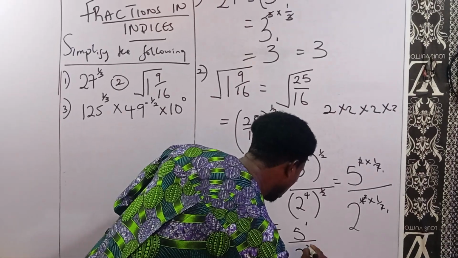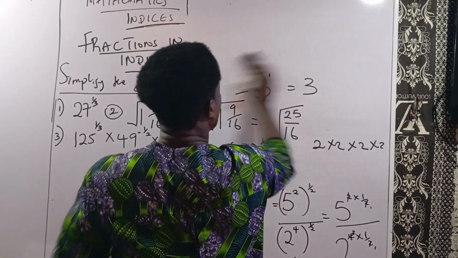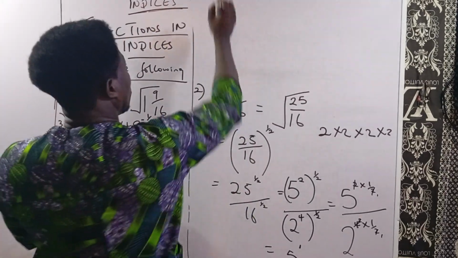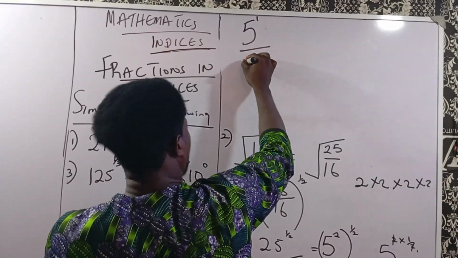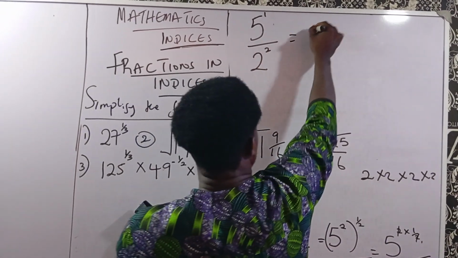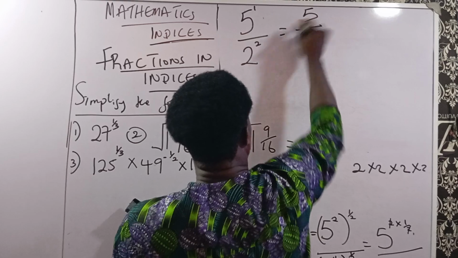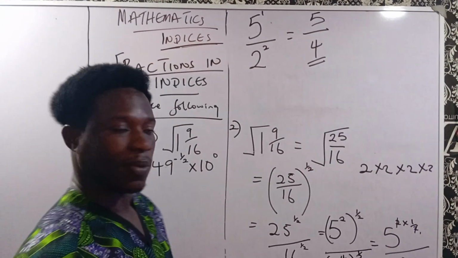2 raised to power 2. That is what we got. 5 raised to power 1 and 2 raised to power 2. Let me write it out here. 5 raised to power 1 divided by 2 raised to power 2. So therefore, it's equal to 5 over 2 raised to power 2, which is what? 4. That is your answer.